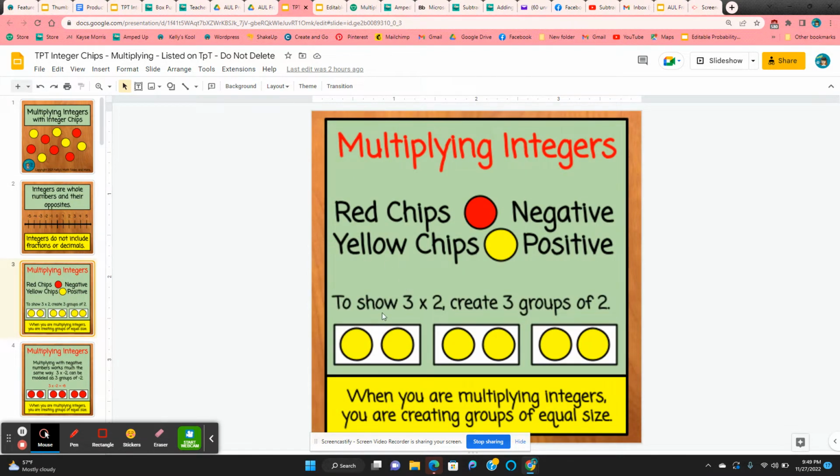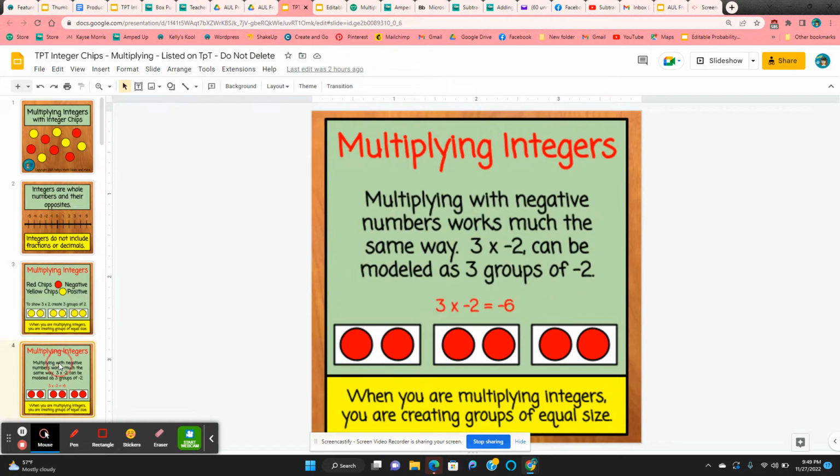And then to show a multiplication problem, we're going to create groups. So 3 times 2 would be 2, 3 times. It works the same way with negative numbers. So 3 times negative 2 would be negative 2, 3 times.